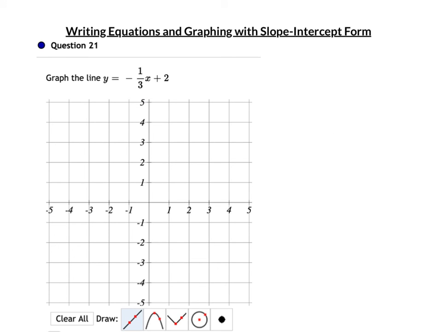Another graphing with slope and intercept. Positive 2 is your intercept, that's your b, and your slope is negative 1/3, or remember you can make it 1 over negative 3. If I use this one, I'll rise negative 1 and go down 1 and run positive 3, 3 to the right. If I use this one, from the intercept, I'll go up positive 1, rise 1, and run negative 3, that's 3 to the left.